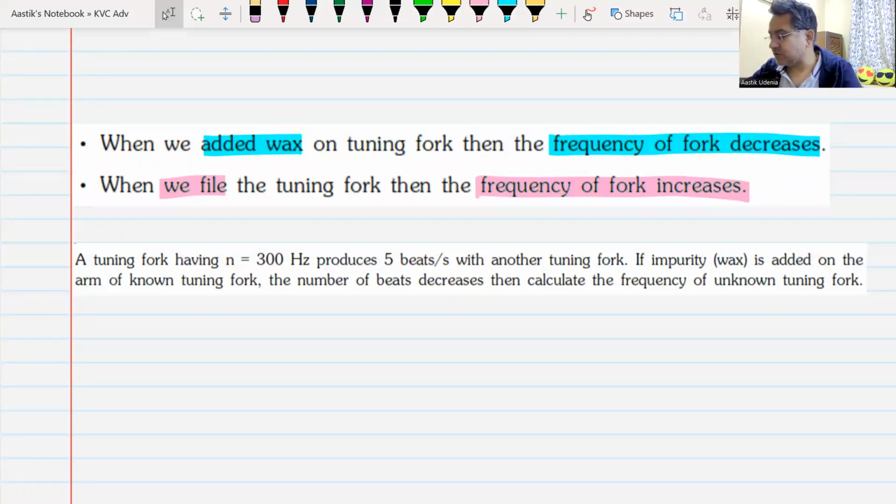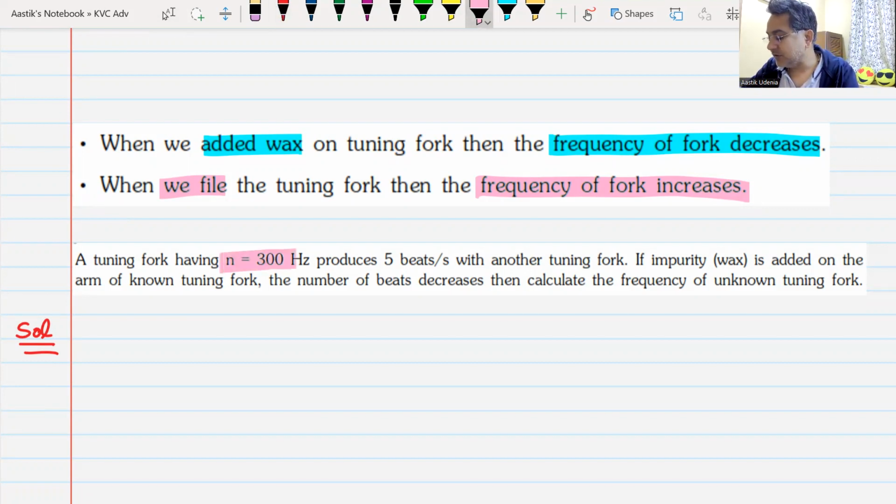Yes, the answer is 295 hertz. How did you get it? Sir, beat frequencies, the difference between beats. I think yes, 5 beats per second.